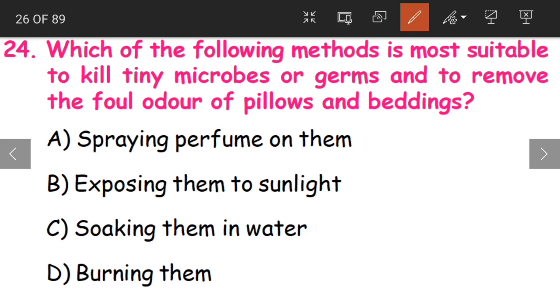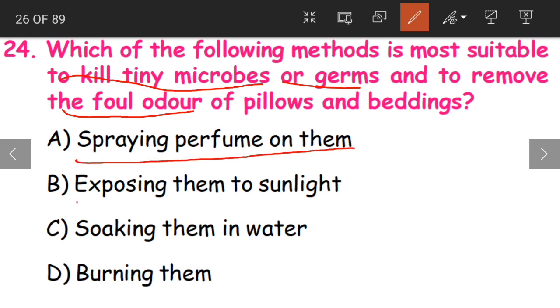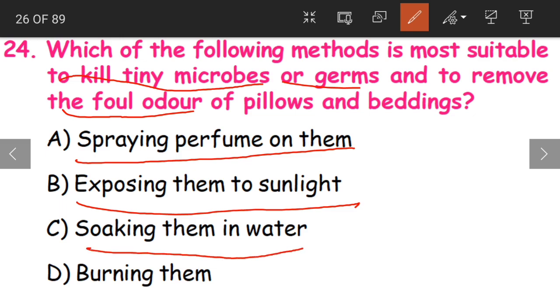So which of the methods is most suitable to kill tiny microbes or germs and to remove this foul odour? You will have very small microbes and germs on them. Which is going to be the best method to kill these germs and to remove the smell? Is it spraying perfume on them, exposing them to sunlight, soaking them in water or burning them? The best method is exposing them to sunlight.